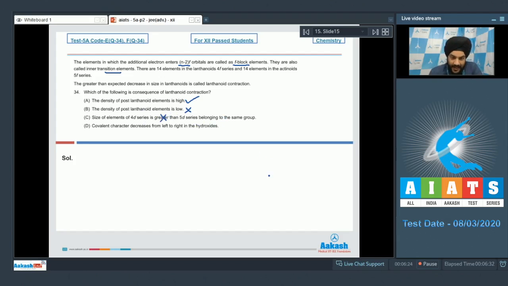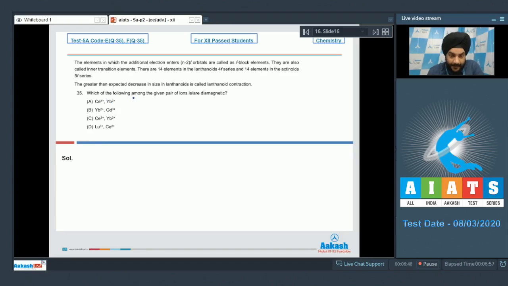Let's talk about the D option now. Covalent character decreases from left to right in the hydroxides. This is also not correct, students. If you talk about the covalent character, it increases on moving from left to right. So out of these given statements, only the first option is correct. So for question number 34, we have to mark the correct answer as option A. Let's look at the next question now.